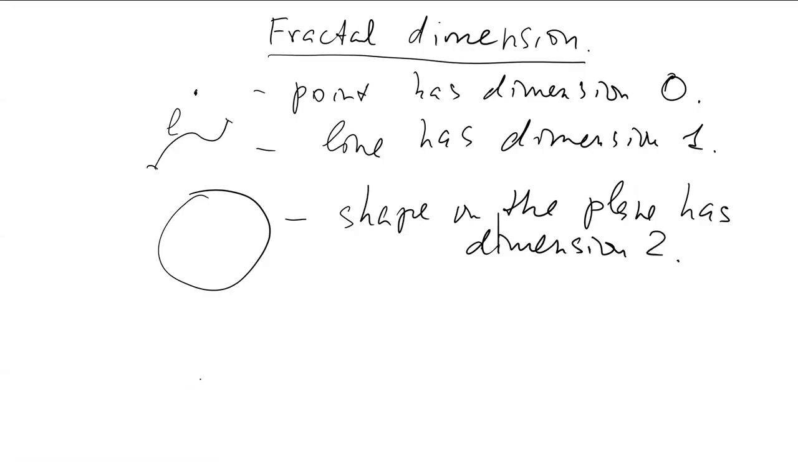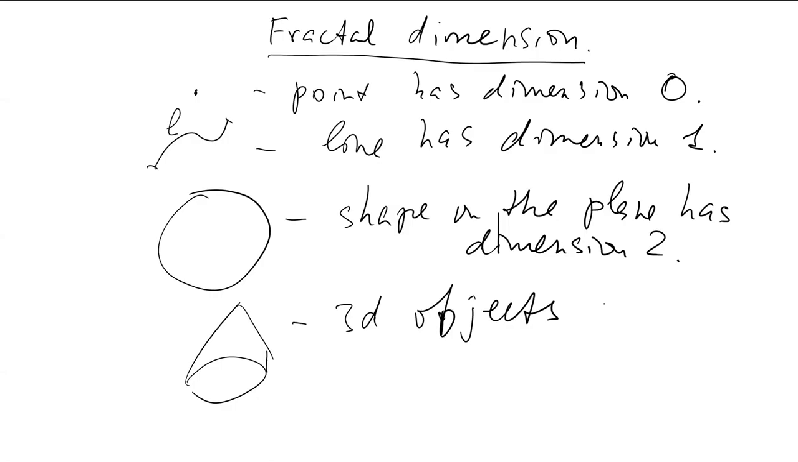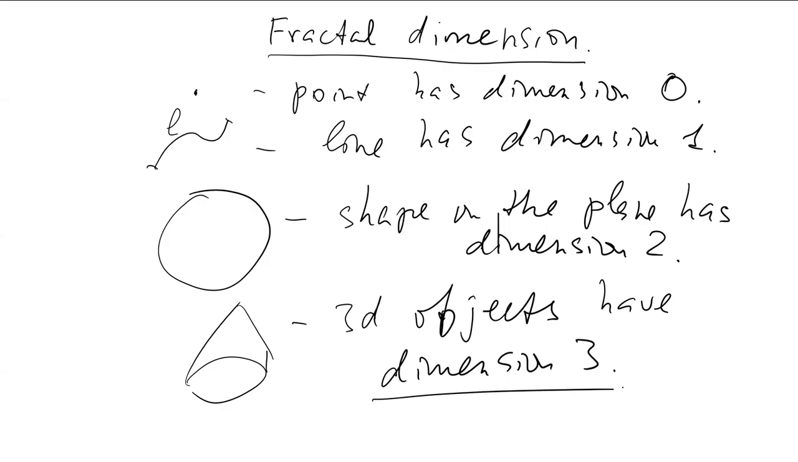And finally, if we consider a three-dimensional object, something like this cone, then 3D objects have dimension 3. So what I want to do is introduce an algorithm which would give correct dimensions for known objects, but then we will check what kind of dimensions we will get for fractals.